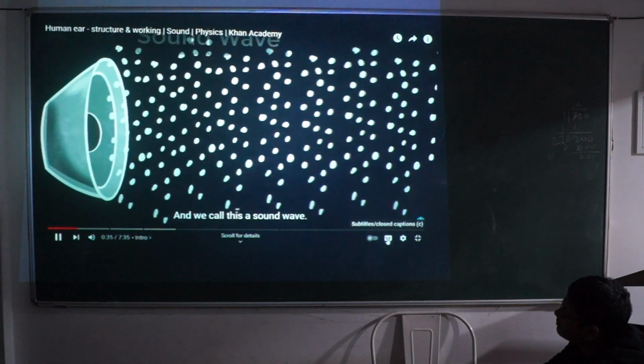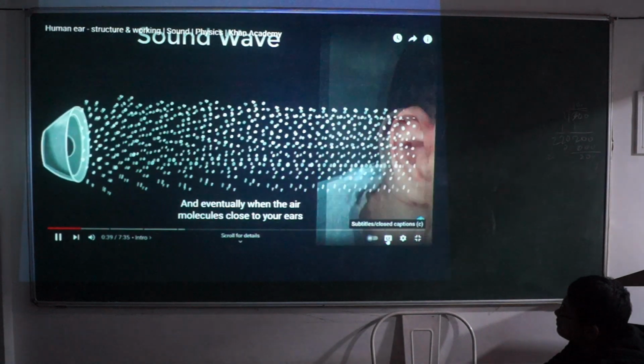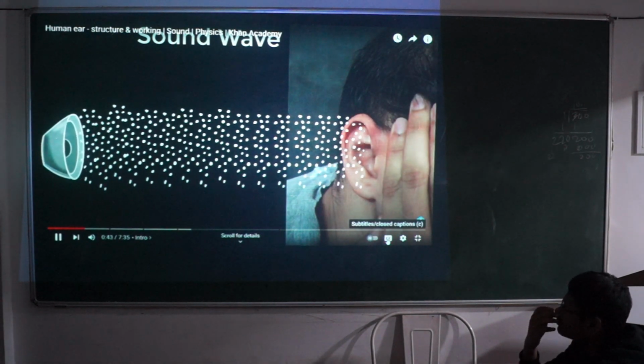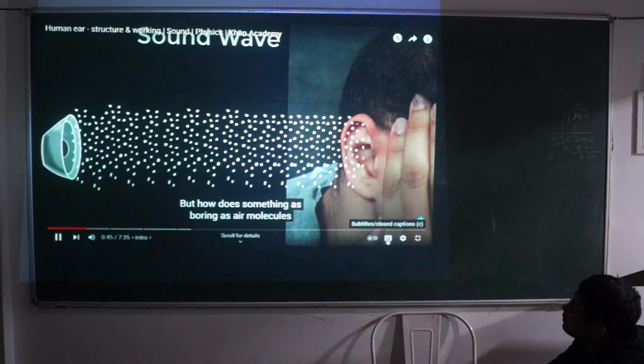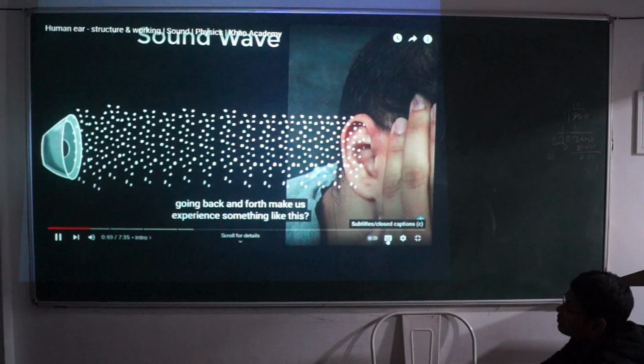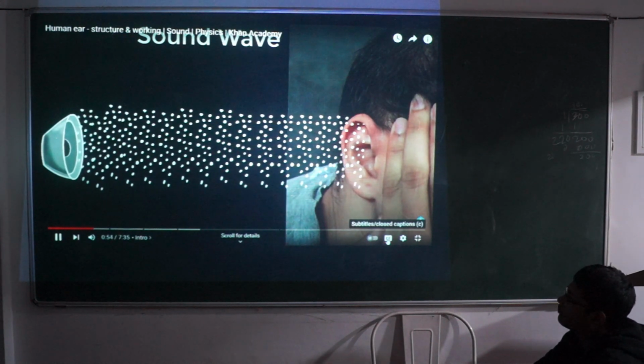And we call this a sound wave. And eventually, when the air molecules close to your ears start vibrating, we hear sound. But how does something as boring as air molecules going back and forth make us experience something like this?